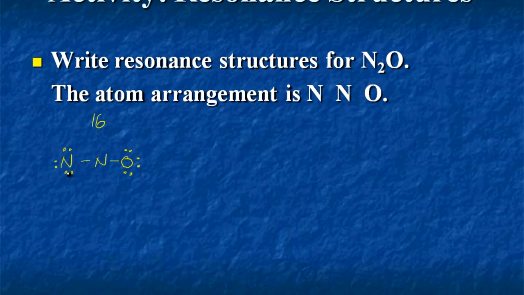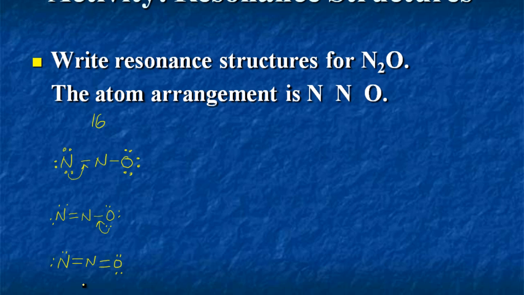So you can move this one pair and try a double bond. So now you have N double bond N, single bond O. Still the middle nitrogen is not happy, right? What can you do? We will move one more pair. So we have now a double bond to oxygen. So this is one structure where everyone is happy, right? And we have used all the electrons.